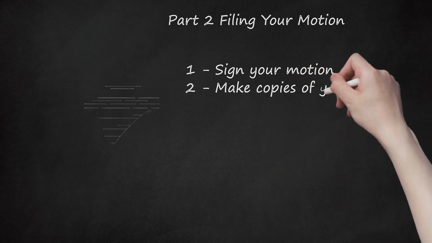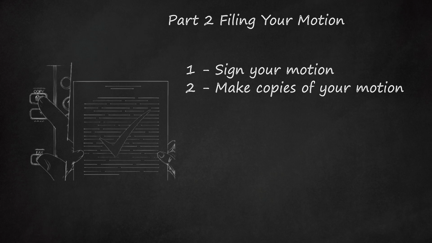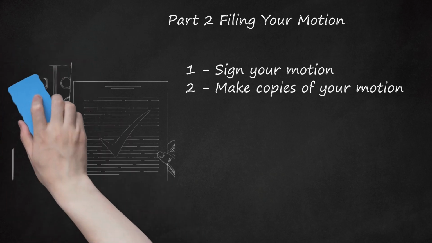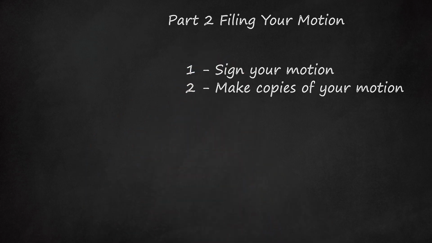2. Make copies of your motion. Once you've compiled your motion together with any other necessary documents and exhibits, make at least 2 copies, one for your former spouse or the person whose visitation rights you're asking the court to stop, and one for your own records. The court will keep the originals.